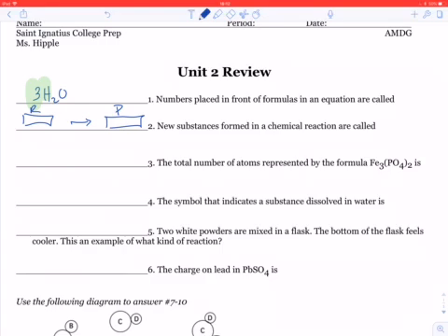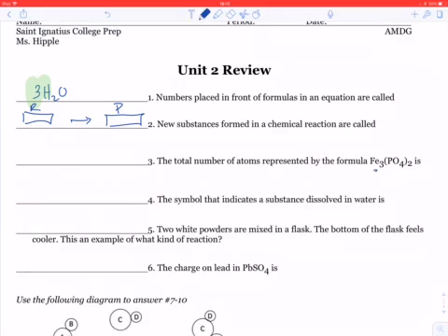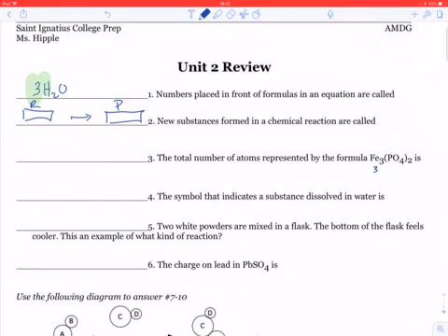Total number of atoms represented by the formula Fe3(PO4)2. So the key thing here is to reach back into your math brain and apply it. Usually everybody says, all right, well, there's three Fe's, and that is true. And oftentimes people will say there's 8 oxygens, which is also true, but sometimes we forget to distribute this 2 here. So there's also 2 phosphorus. So 8 and 2 and 3 for a total of 13 total atoms represented in that particular molecule.